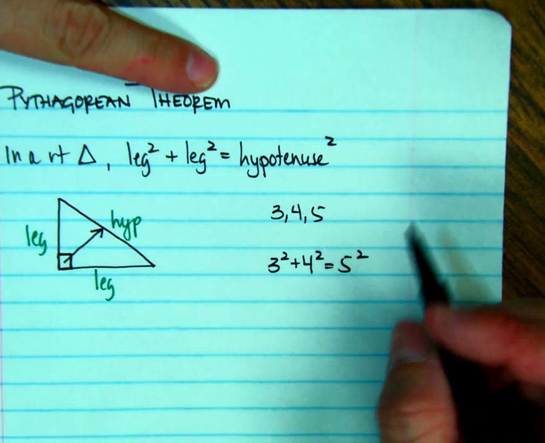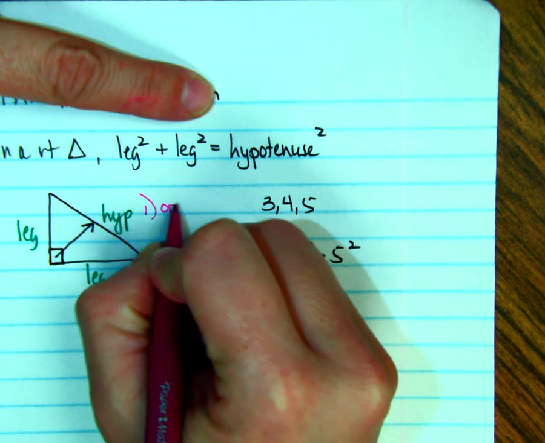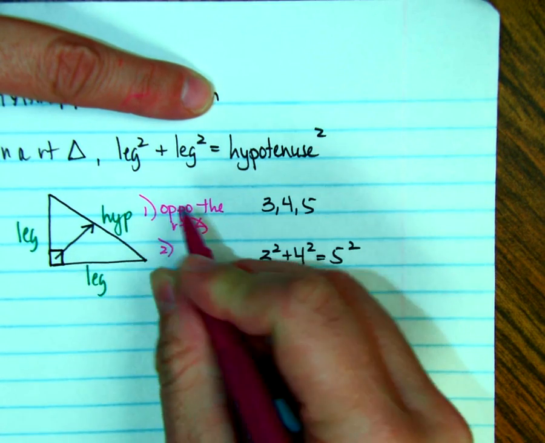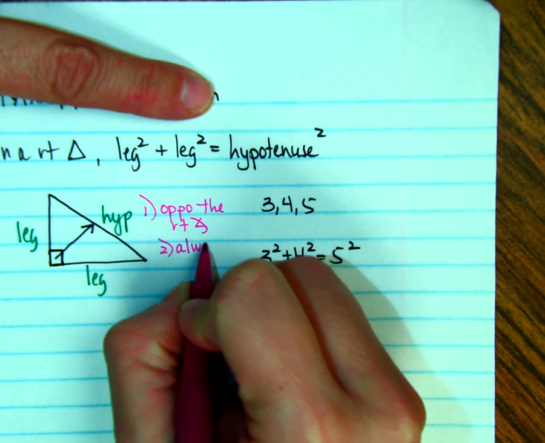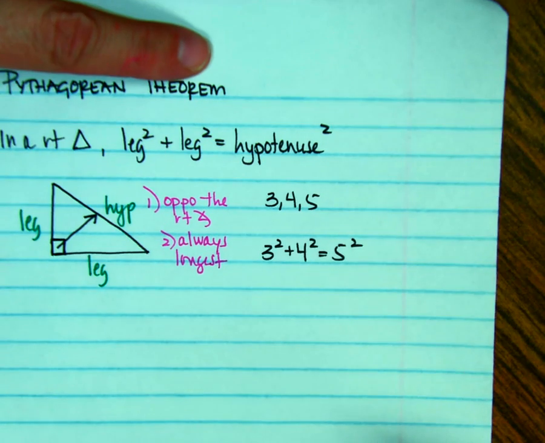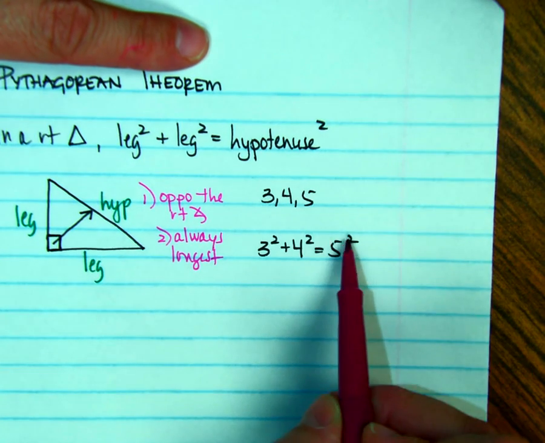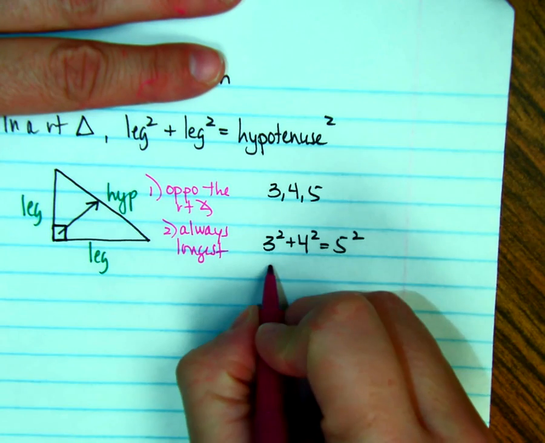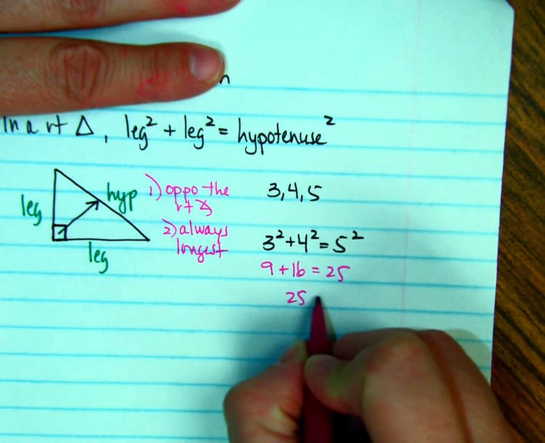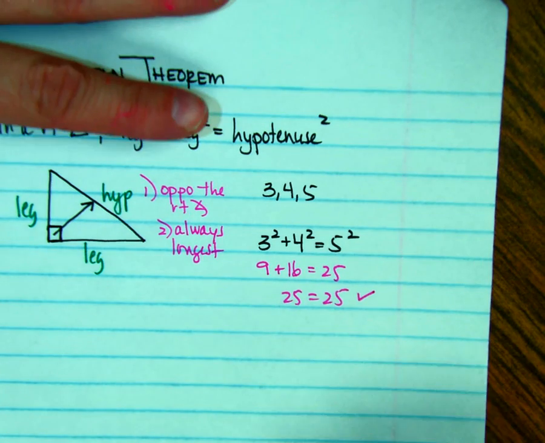A couple things you need to remember about the hypotenuse is that 1, we already talked about, it's opposite the right angle. And 2, it's always the longest. So one thing you need to be careful of is making sure that your longest one is in the spot of the hypotenuse. So we have 9 plus 16 equals 25. 25 equals 25. That is a true statement, so I know that it is a right triangle.